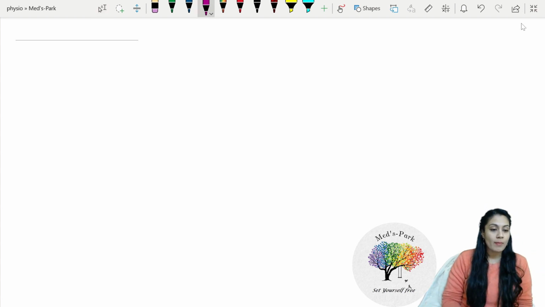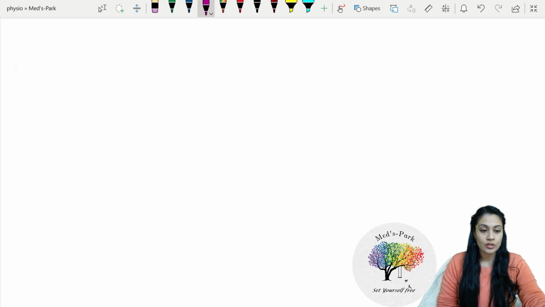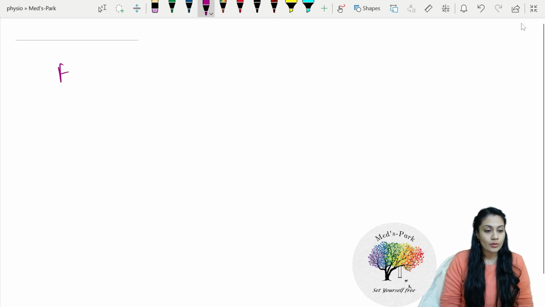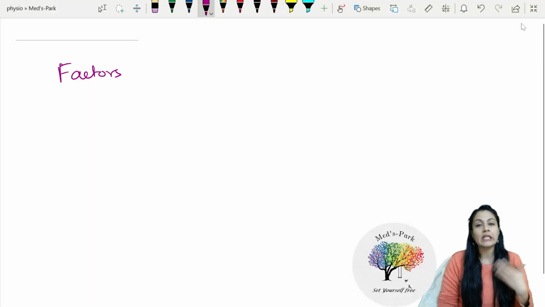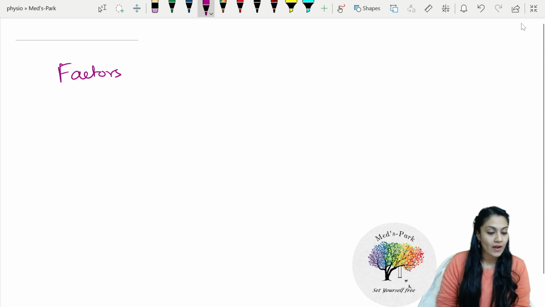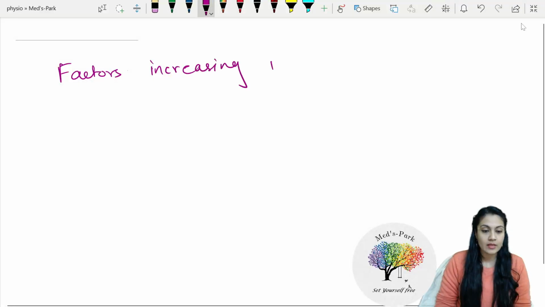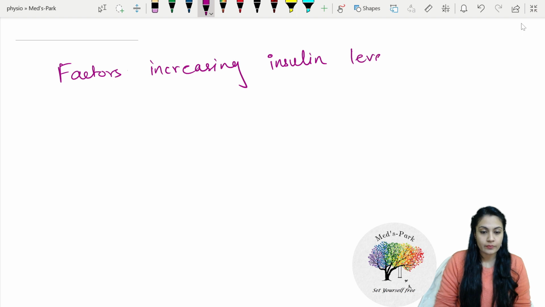So let's talk about the factors affecting the insulin levels. Now we are going to talk in terms of factors affecting insulin release. First of all, we'll learn what are those factors which are increasing the insulin level. So, factors increasing insulin levels. Now what are those factors?